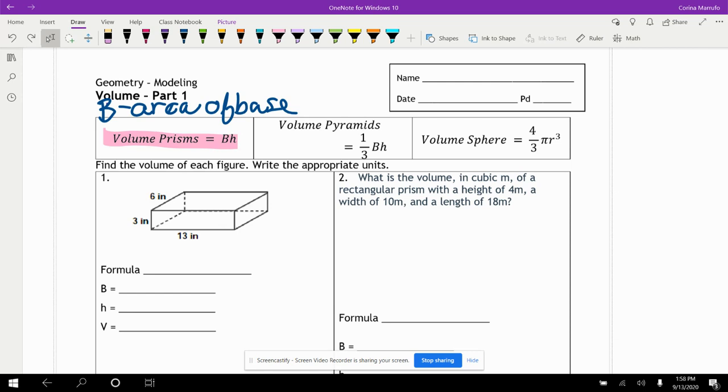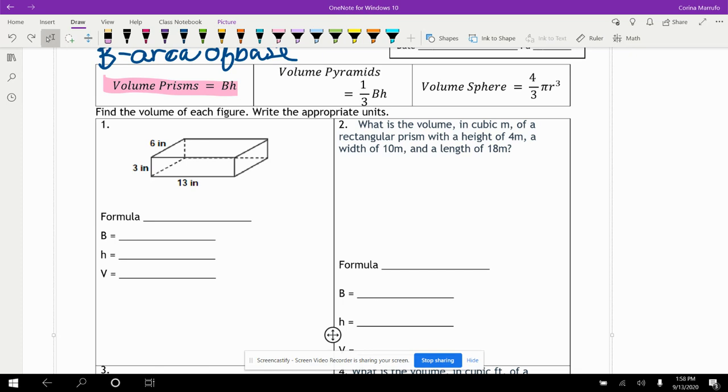On here, your first step is to identify which figure you are working with and which formula to use. Here we have a volume of a prism, so we're going to use volume equals big B times little h, okay? Now let's figure out what the base is and how to find the area of it. Our base here is a rectangle, so we're going to find the area of the base. Here is 13, and this long way is 6, okay? So our area of our base is going to be 13 times 6, which gives us 78.